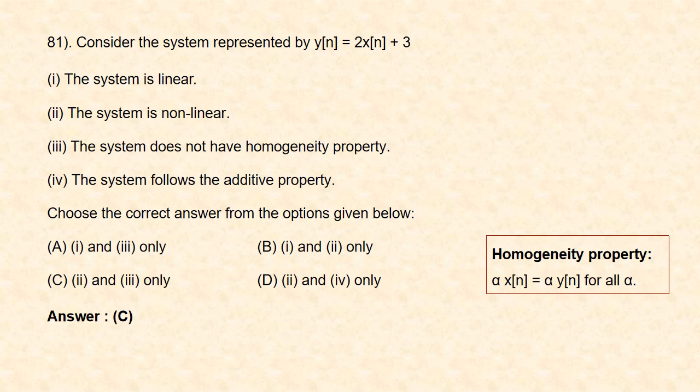Next, homogeneity property is alpha into x of n gives alpha into y of n for all alpha. The given system, if you see, if you multiply the input x of n by any scalar alpha, our output will not be equal to alpha into y of n. So it does not have homogeneity property. Here statements 2 and 3 are correct. So option C is the correct answer.